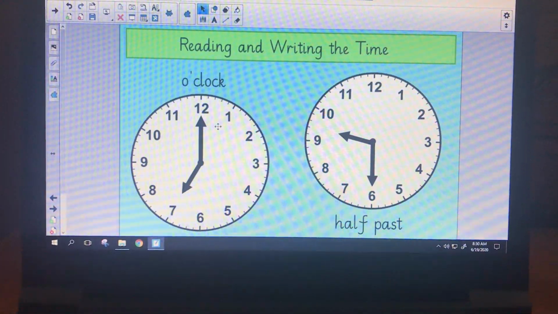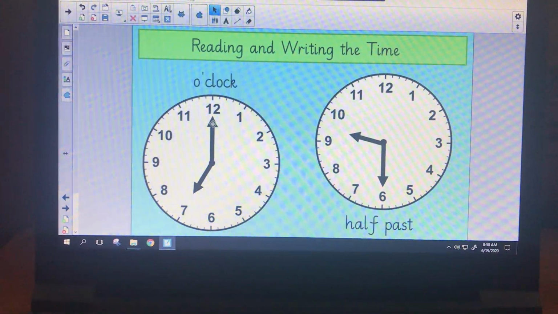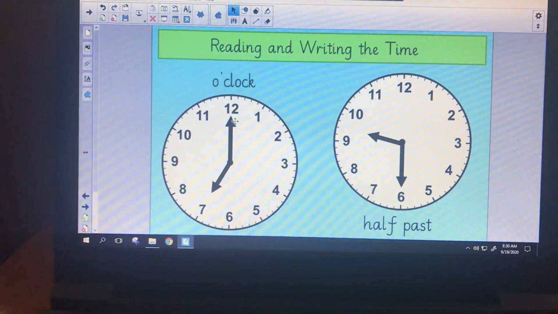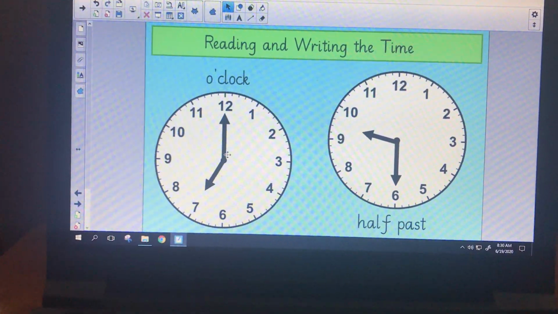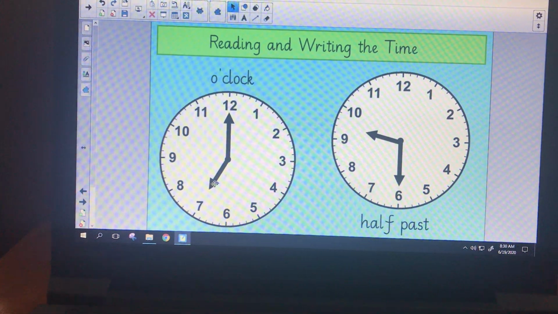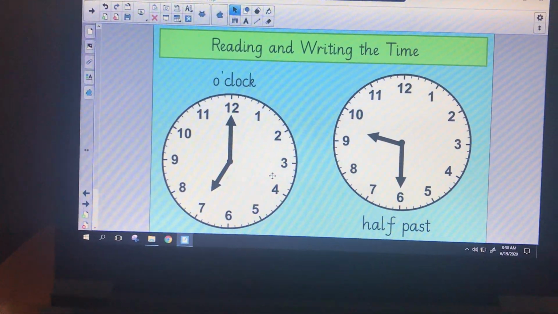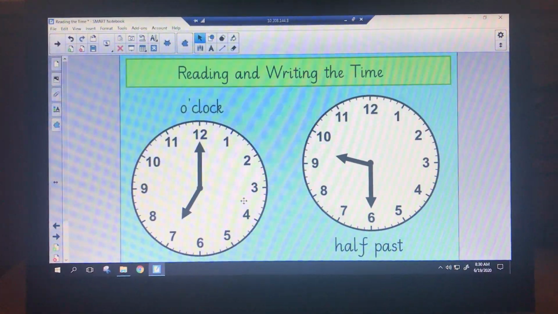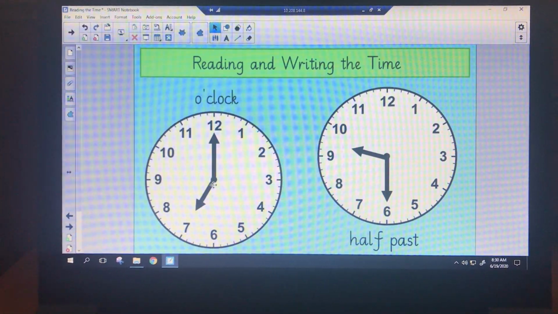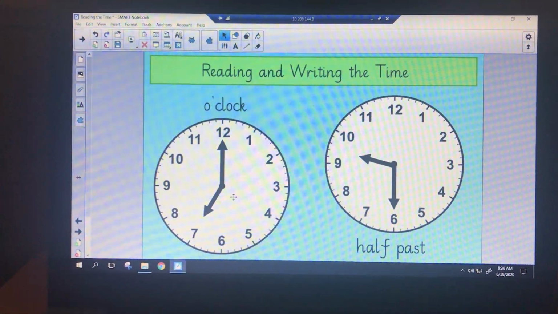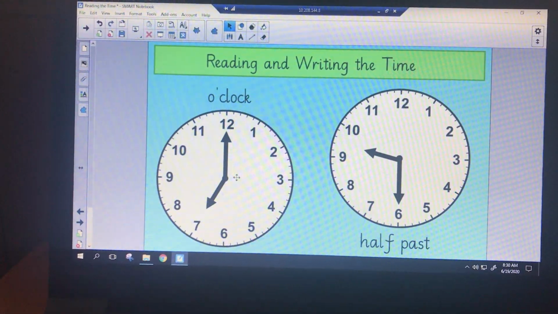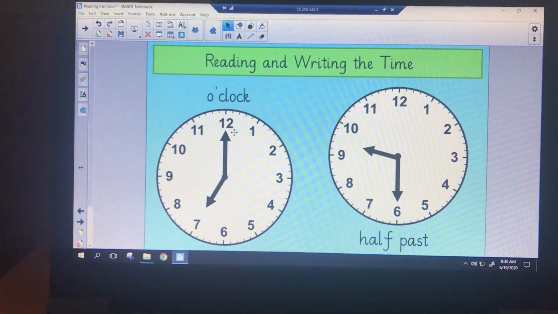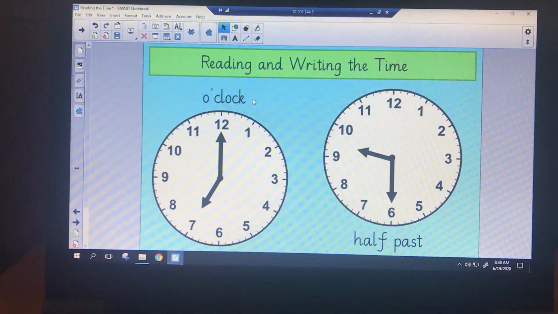The longest hand is always the minute hand, and whichever number that is pointing to, it tells us the number of minutes past the hour that we are. And then the short hand on an analog clock, you can see here, is pointing at the 7. The short hand is always the hour hand on these clocks. So at the moment the hour hand is pointing to 7, so we know that we are in the 7th hour. And because the minute hand is pointing to the 12, we know that it is 7 o'clock.